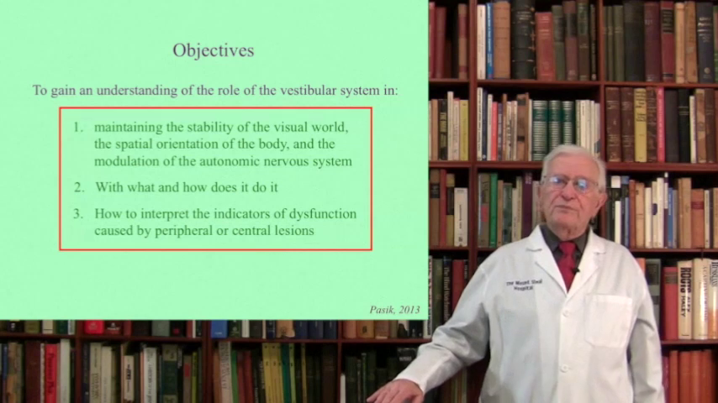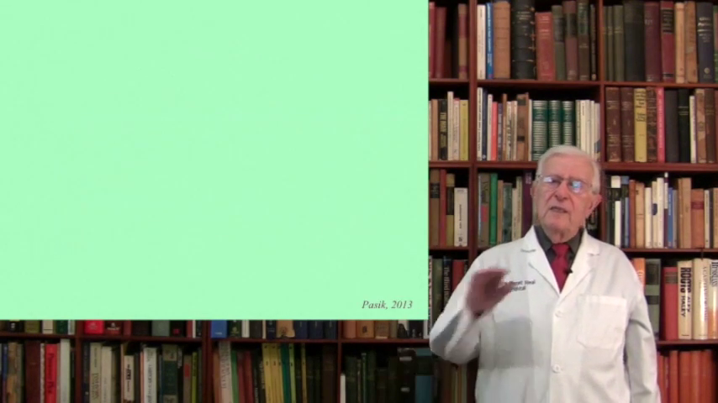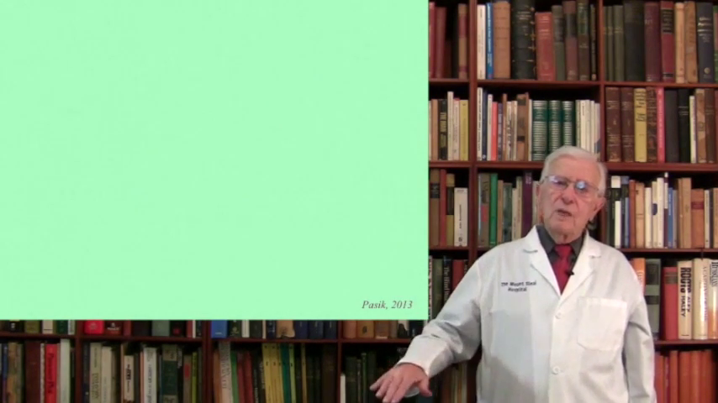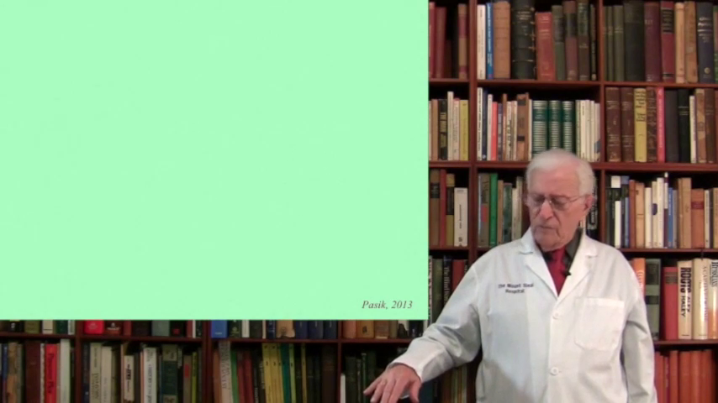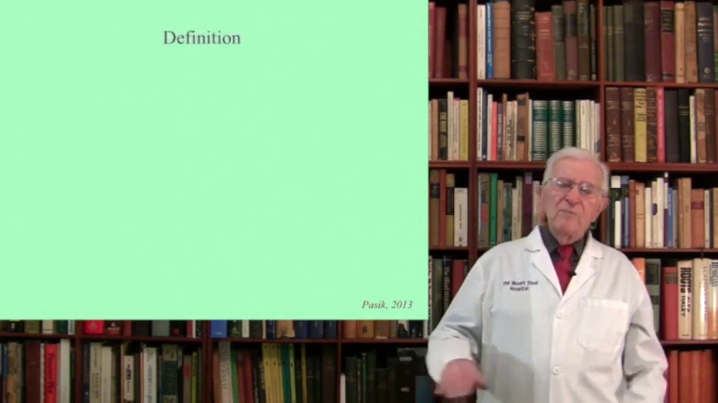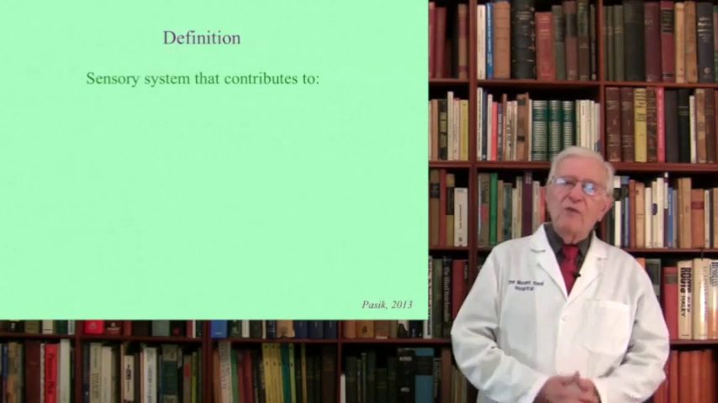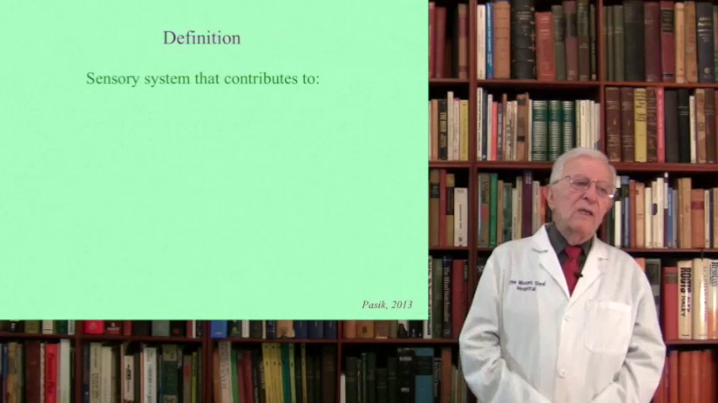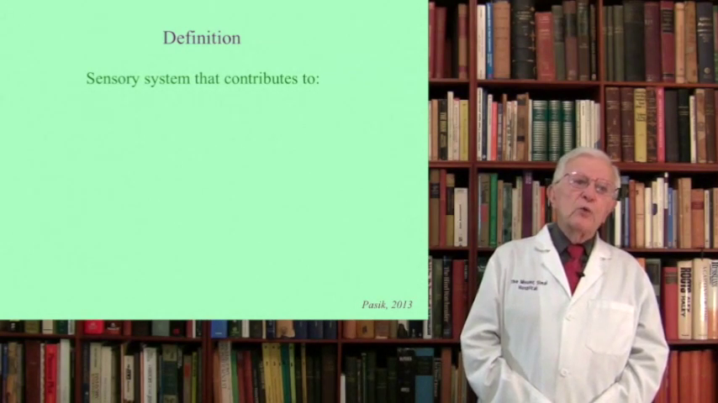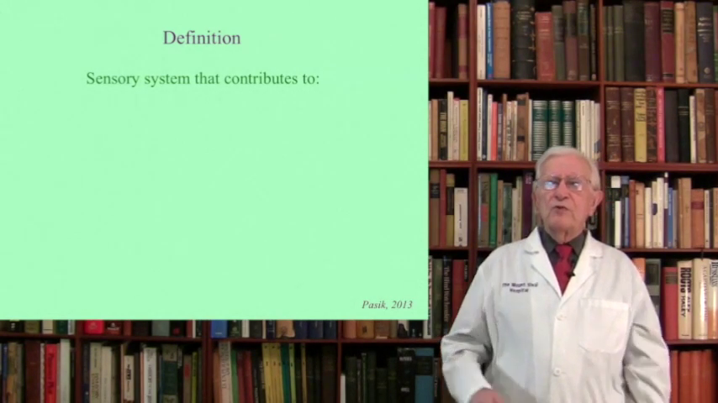All right. With these objectives in mind, let's start. First of all is a sensory system. So we'll define the types of energy that are in the environment that are particularly suited to excite the receptors of this system.